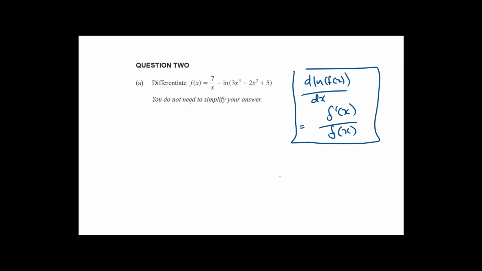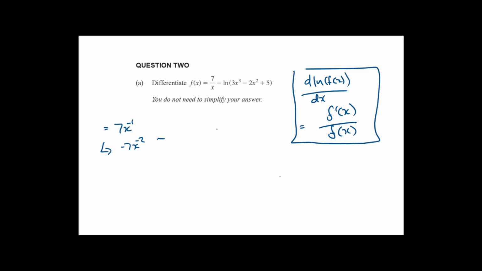Let's do them. So let's do this first bit first. So I'm going to rewrite this as 7x to the negative 1. And when we differentiate that, it's going to be negative 7x to the negative 2. Very simple.